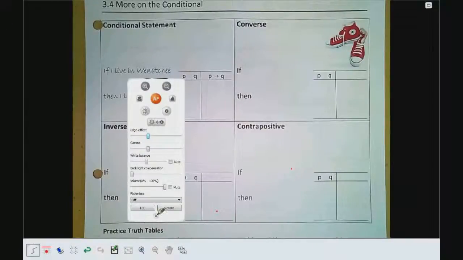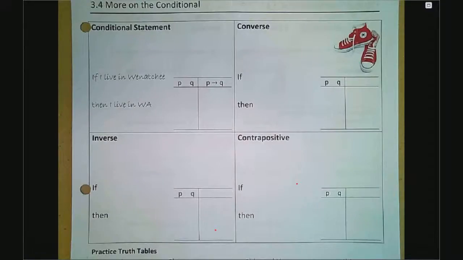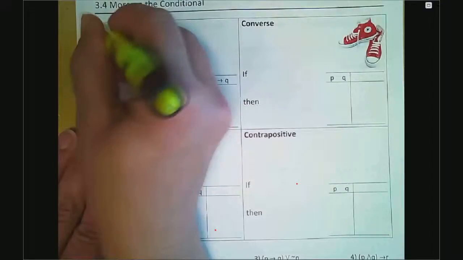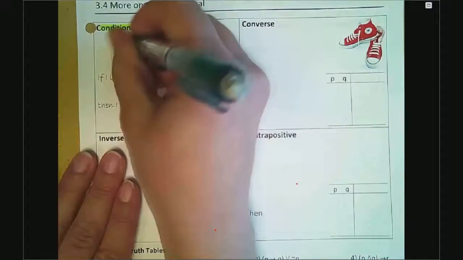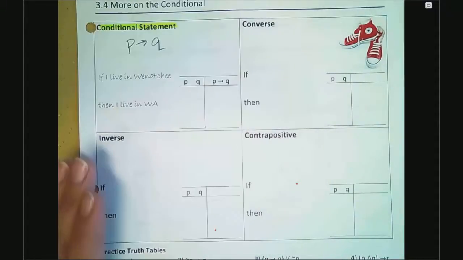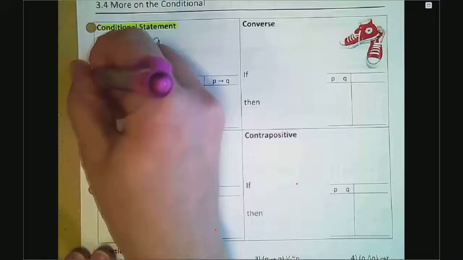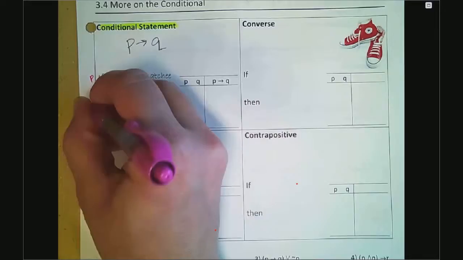Today we're going to talk more about conditionals, and begin by remembering what the conditional statement is. The conditional statement is P implies Q. In words, if P is the statement "I live in Wenatchee" and Q is the statement "I live in Washington," then P implies Q means that if I live in Wenatchee, then I live in Washington.